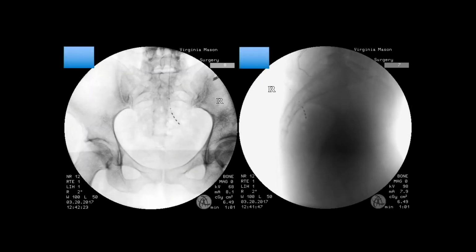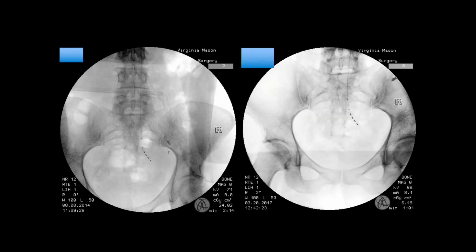So we revised her, and I'm going to put this side by side. This is the revision, but you can see, especially on the AP, this was the original. This one's just a little bit more medial. Just a little bit, and millimeters make a difference. So you just have to put the whole thing together.